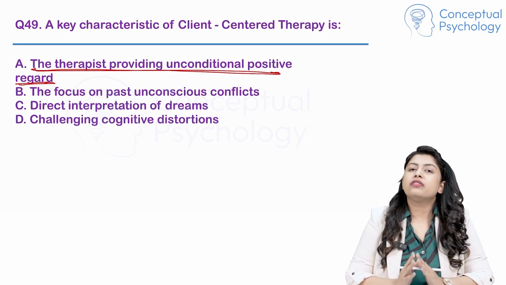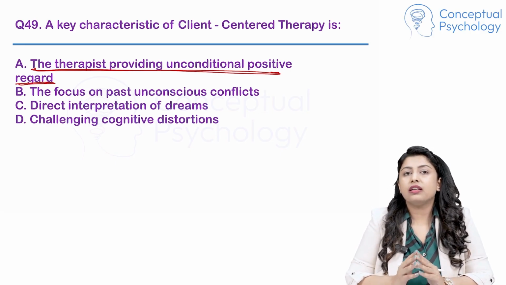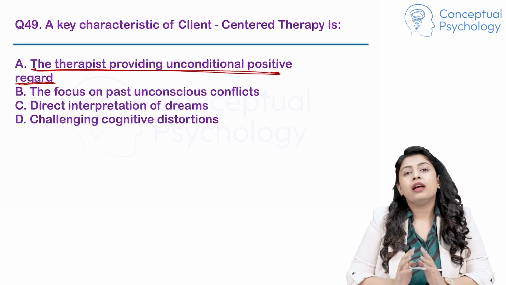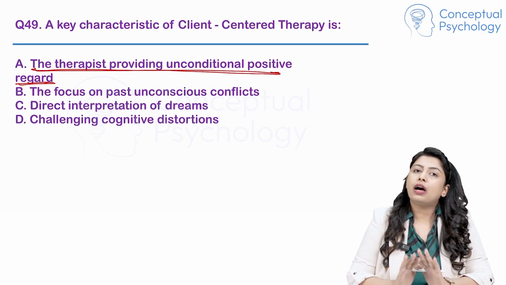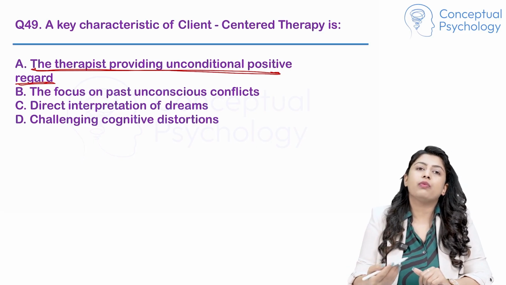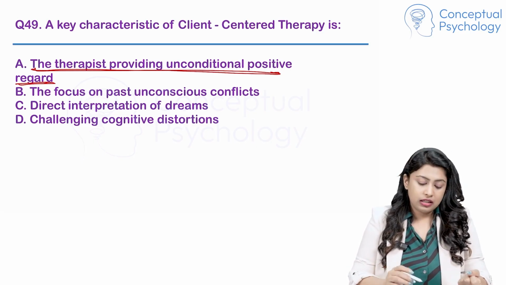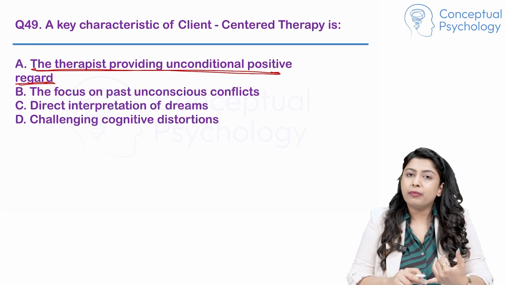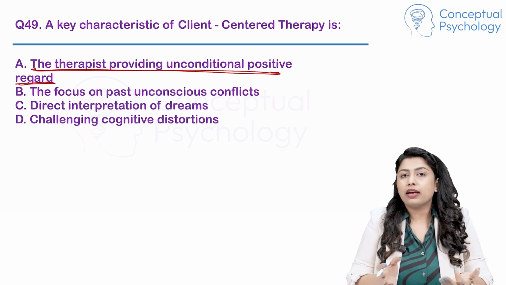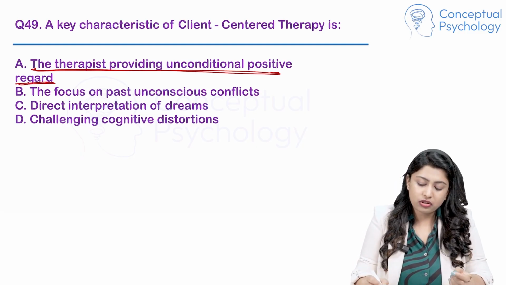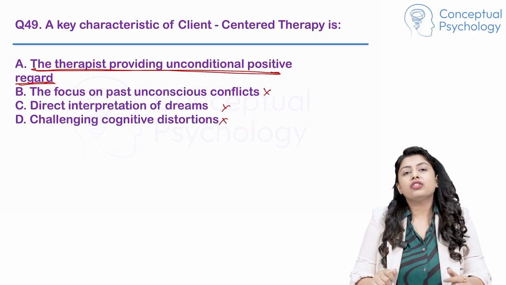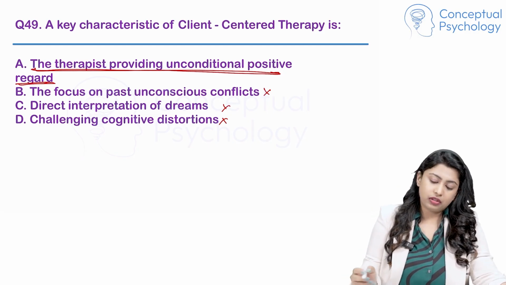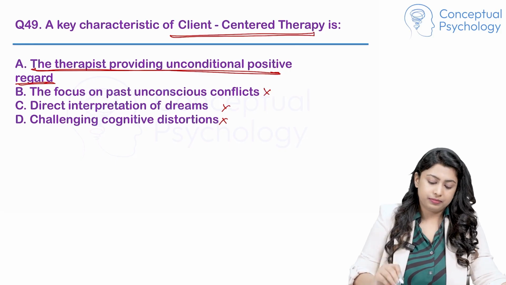Unconditional positive regard is one of the core conditions in Carl Rogers' client-centered therapy, along with empathy and genuineness. It involves complete acceptance of the client without any judgment, creating a safe environment for self-exploration and growth. The focus on past unconscious conflicts is a characteristic of psychoanalytic therapy. Direct interpretation of dreams is also a psychoanalytic technique. Challenging cognitive distortions is CBT. So unconditional positive regard creates the therapeutic foundation for client self-discovery and personal growth in client-centered therapy.